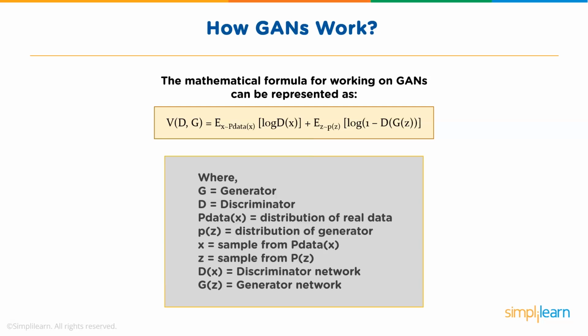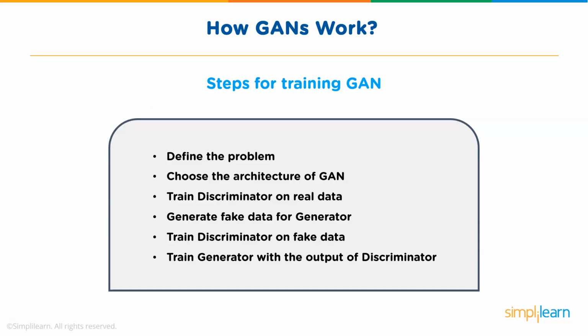The generator wants to minimize the objective function such that D of G of Z is 1. This means that the generator tries to generate images that are classified as real, that is 1, by the discriminator network. Next, let's see the steps for training a neural network.